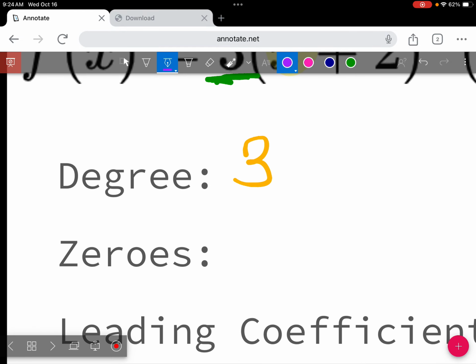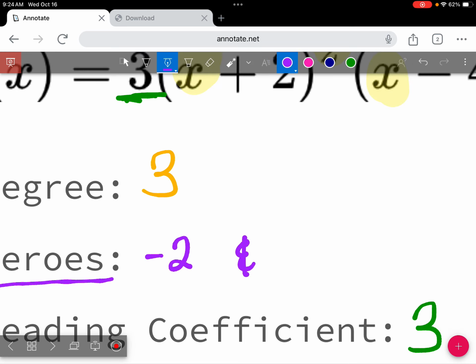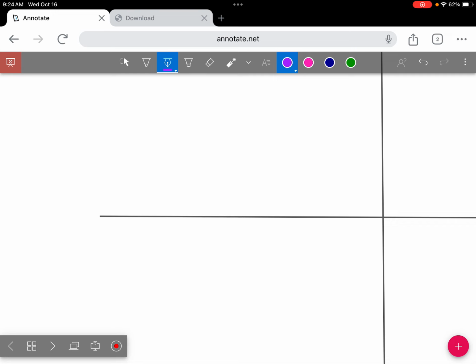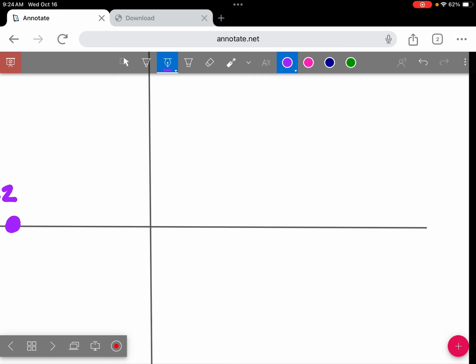So now this part's going to be some review and see what we remember. Where are we going to have zeros? At -2 and positive, what? 4. So I'm going to have a root at -2 and a root at positive 4. When we're sketching, that's all we need to do with that part.